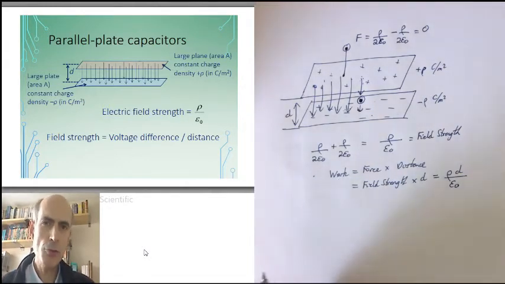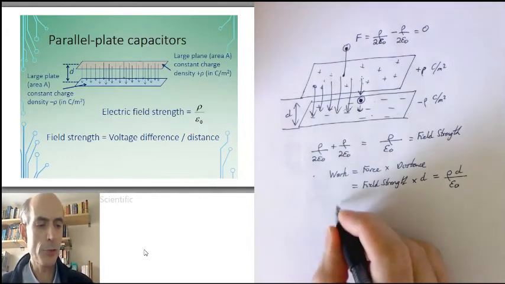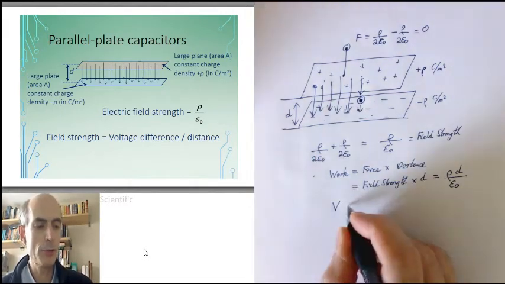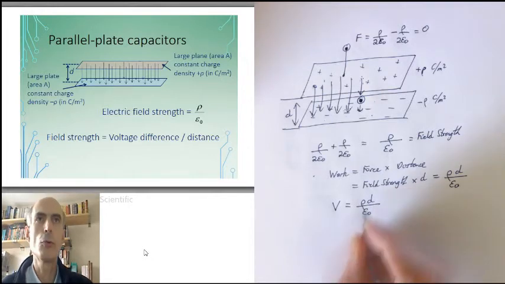But the amount of energy required to move a unit charge from one place to another is, by definition, the potential difference between these 2 points. So this tells us that the potential difference, the voltage between these 2 plates, is just rho d over epsilon naught.